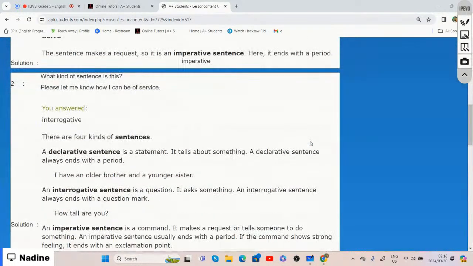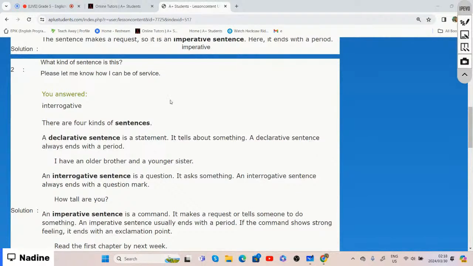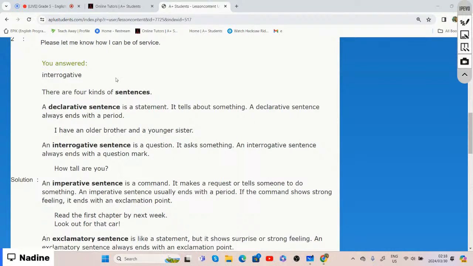If we look at the next sentence, it says, please let me know how I can be at your service. What kind of sentence is this? Is it a declarative sentence, an interrogative sentence, imperative sentence, or exclamatory sentence?